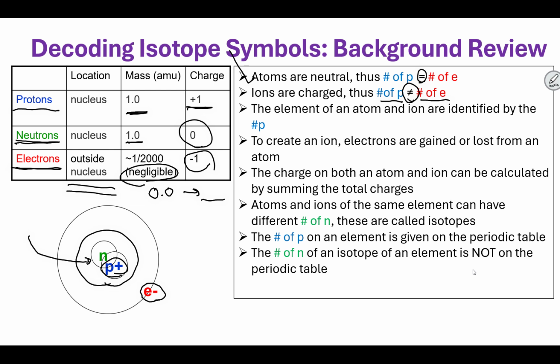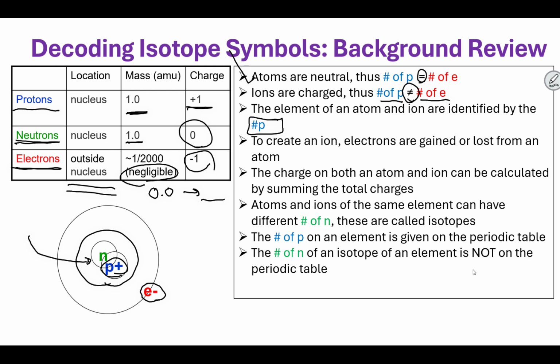Another thing we should know is that the elemental identity of an atom or ion is always determined by the number of protons. So charged or not, an element will always have the same number of protons. An example is hydrogen always has 1 proton. Lithium always has 3 protons, and so on. So the identity is given by the number of protons.